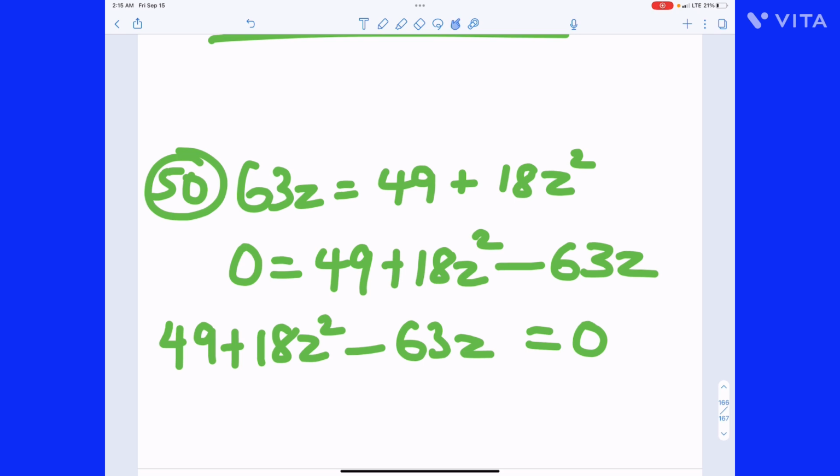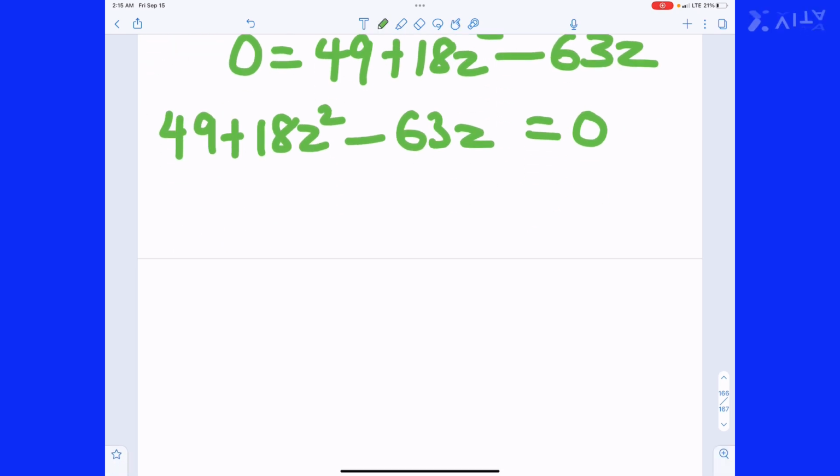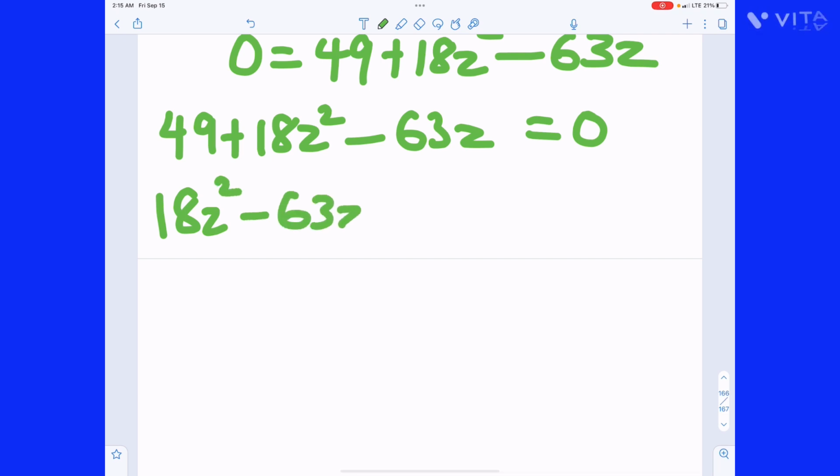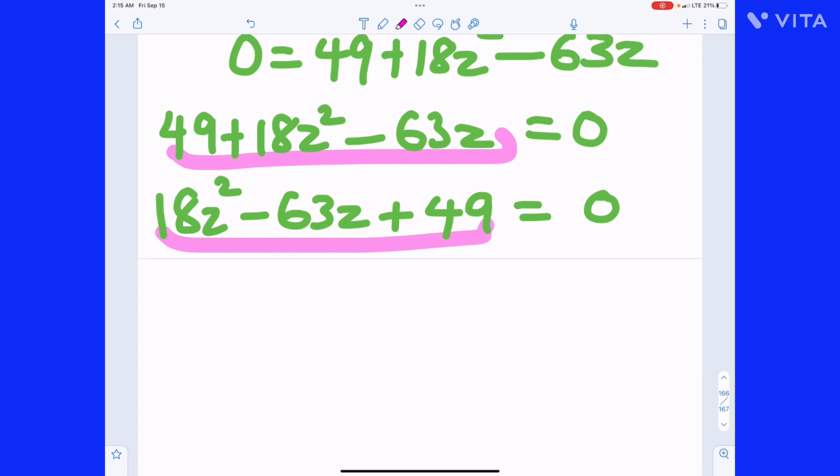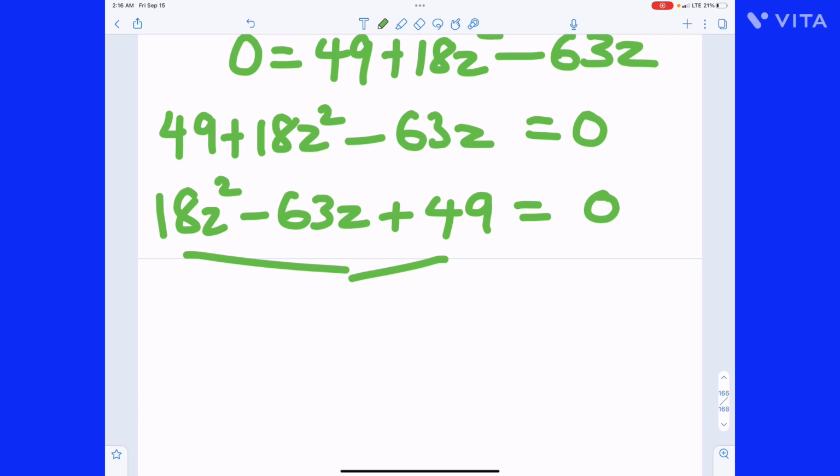I can rearrange further to get 18z squared minus 63z plus 49 is 0. Nothing is crossing the equality sign here, so their signs will not change. Everything is still on the left. I just reshuffle them. Now, next thing is to do 18 times 49.